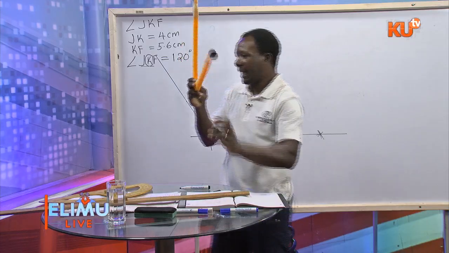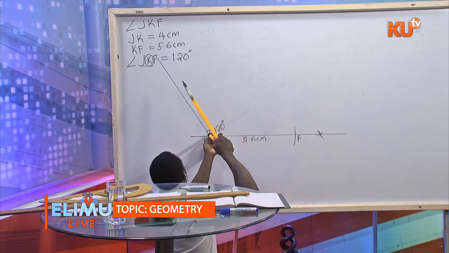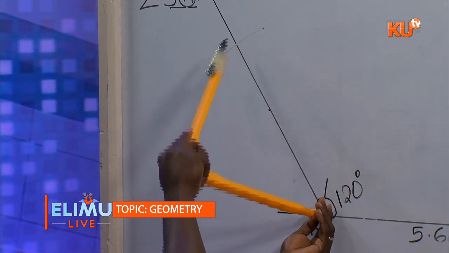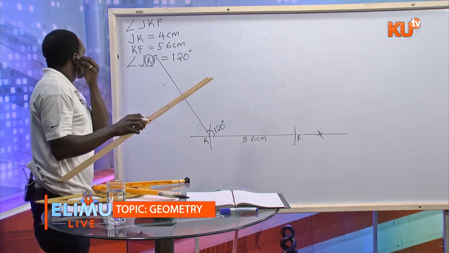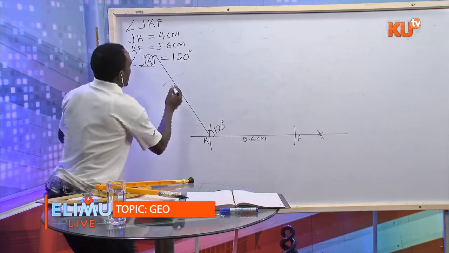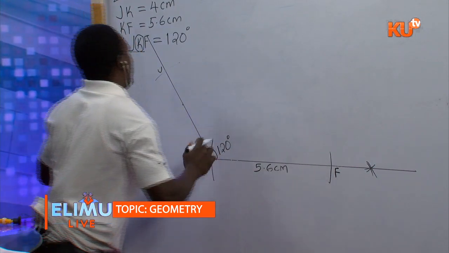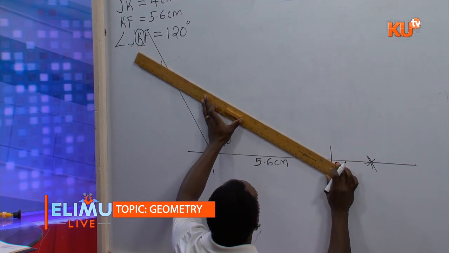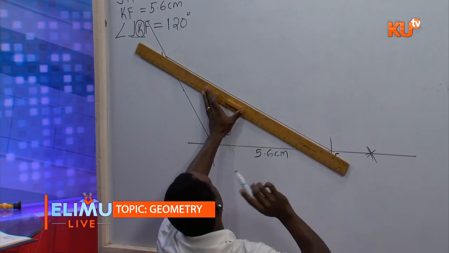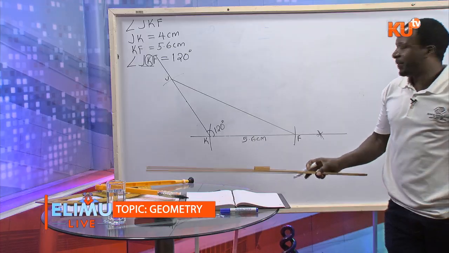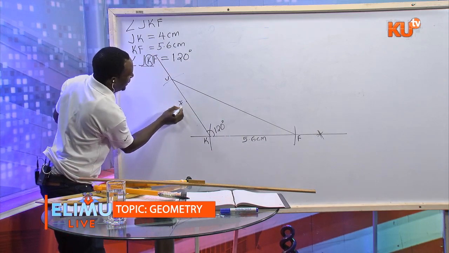There you go with your 4 centimeters. Come to where we have K. Place it here at K. Put an arc there. After putting that arc, take your pencil and join. This is the point now we call J. Join J and F. Now we have our triangle there. That is our triangle JKF. Here is 4 centimeters.